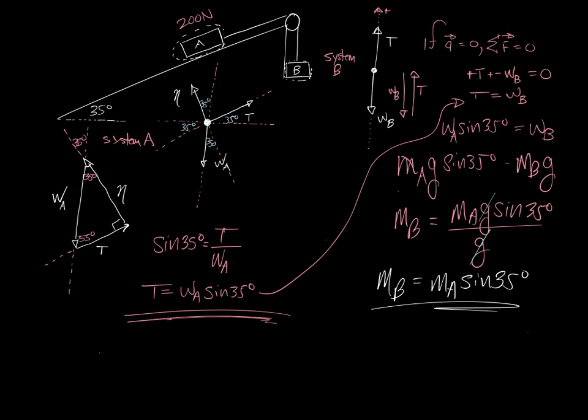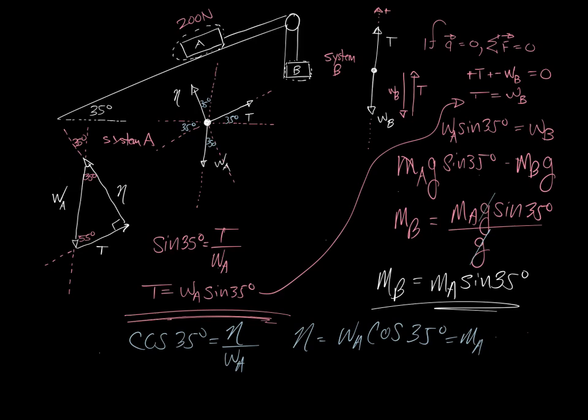Now, what we can also solve for in this case is the normal force, very easily. Even though the problem didn't ask for it, I'm going to go ahead and do that. So cosine 35 degrees is normal force over the weight of object A. That means normal force has to be the weight of object A times cosine of 35 degrees. So normal force is going to be mass of object A, g, cosine 35 degrees.